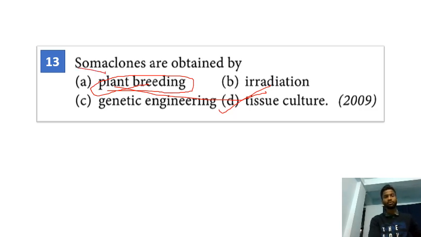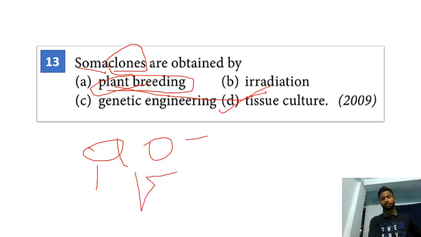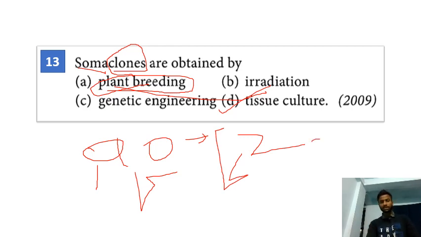Soma means body, clones means alike, no changes in genetic composition. Consider a plant. From the plant we take this leaf. After taking this leaf, through tissue culture we produce a large amount of plants. With this large amount of plants, we see the same genetic composition, so it is known as soma clones.